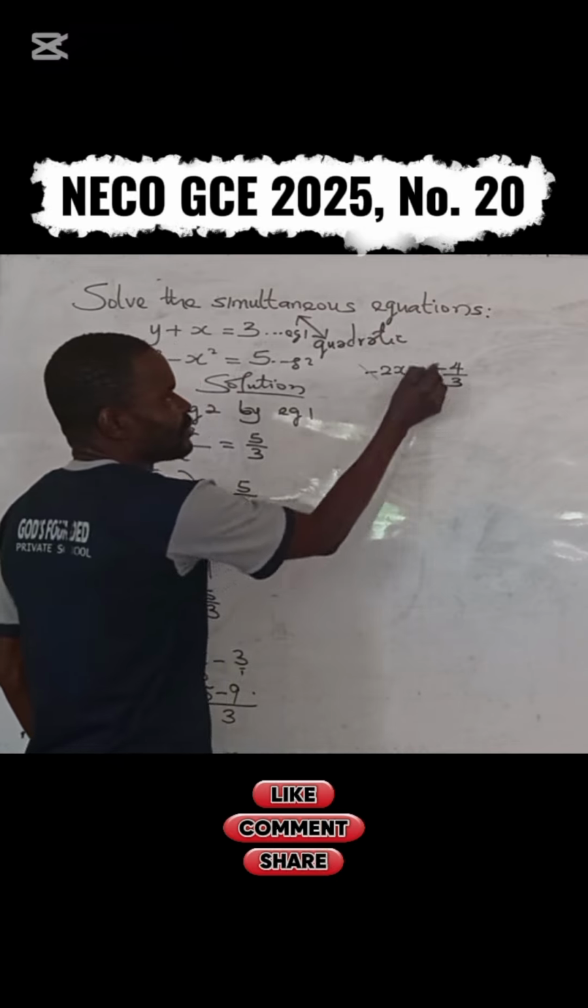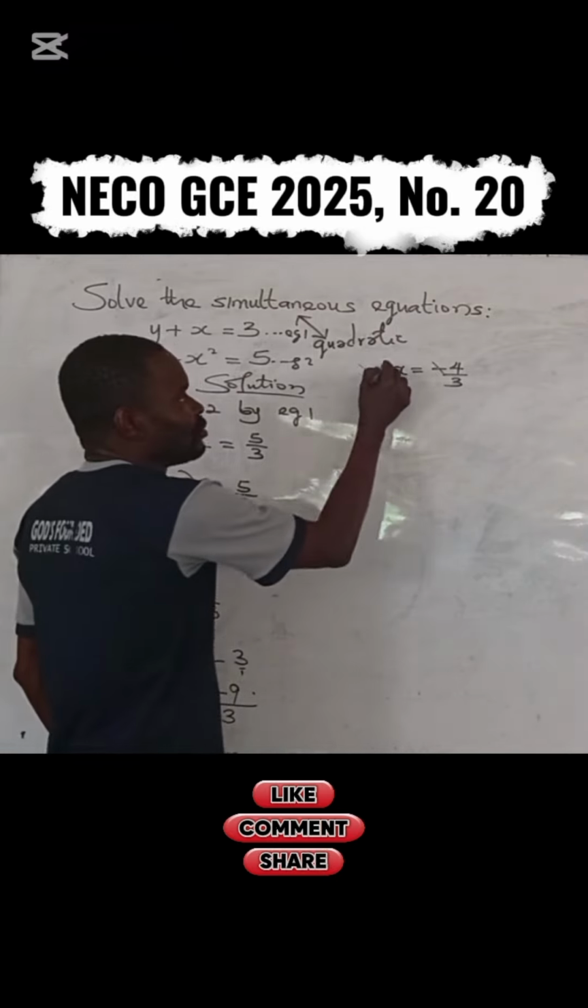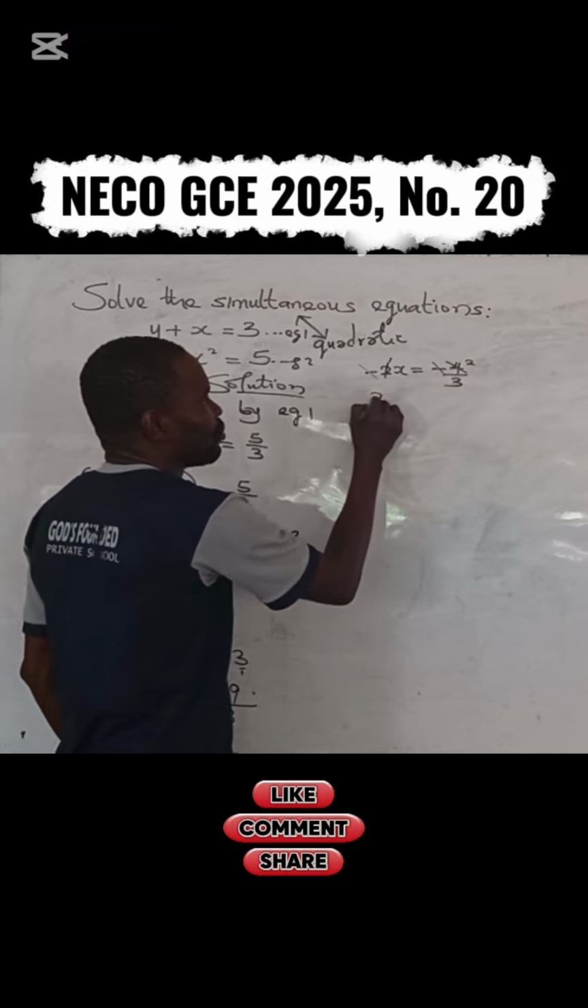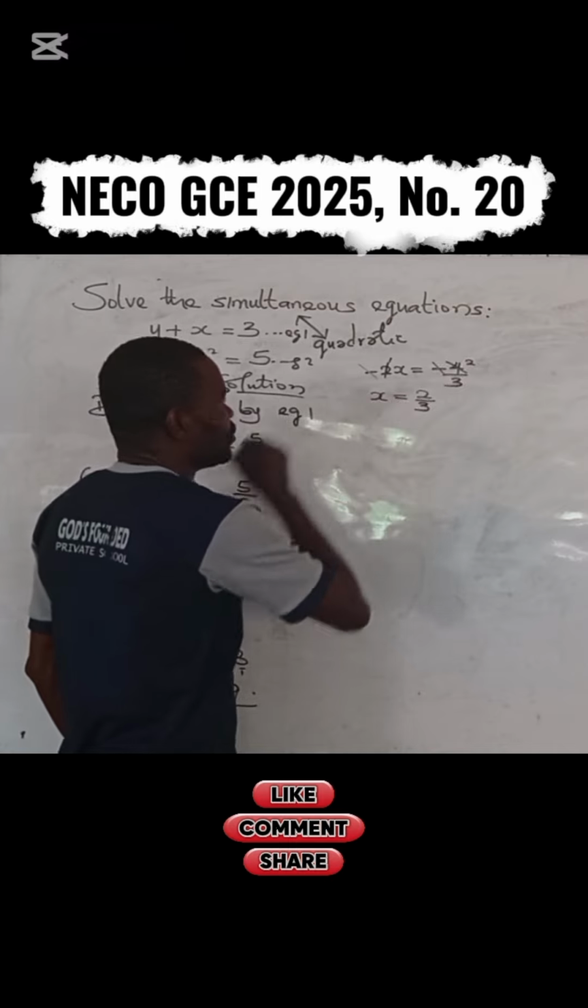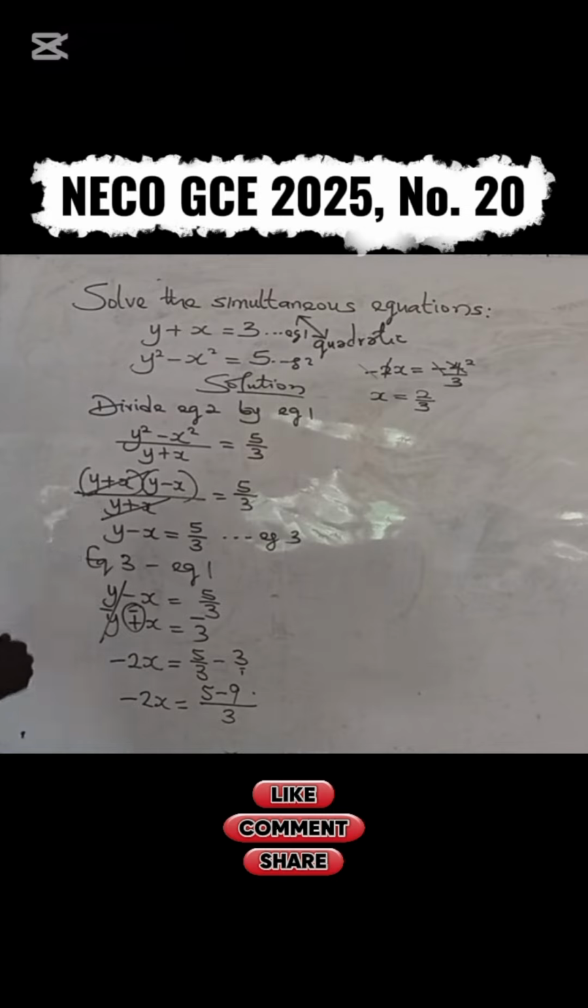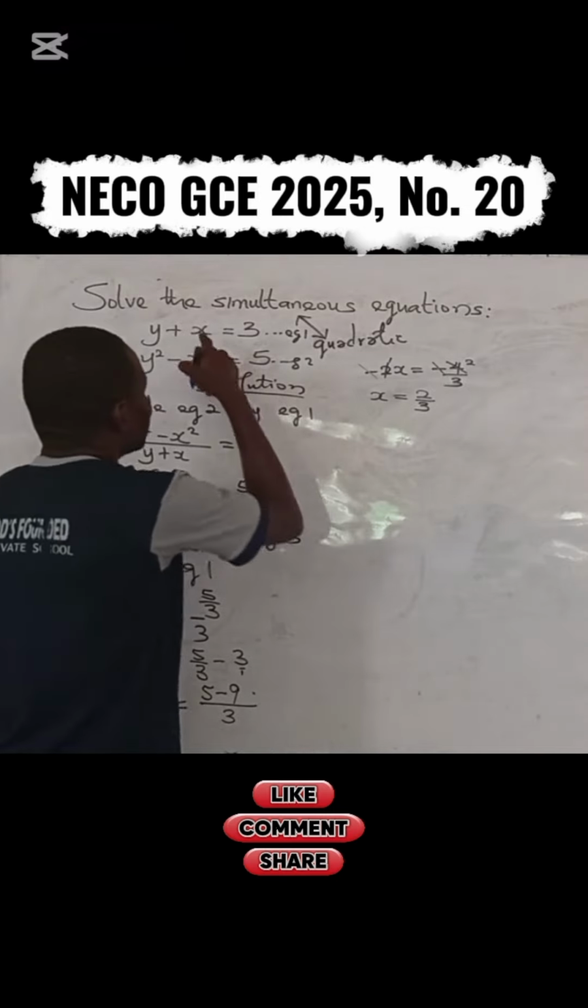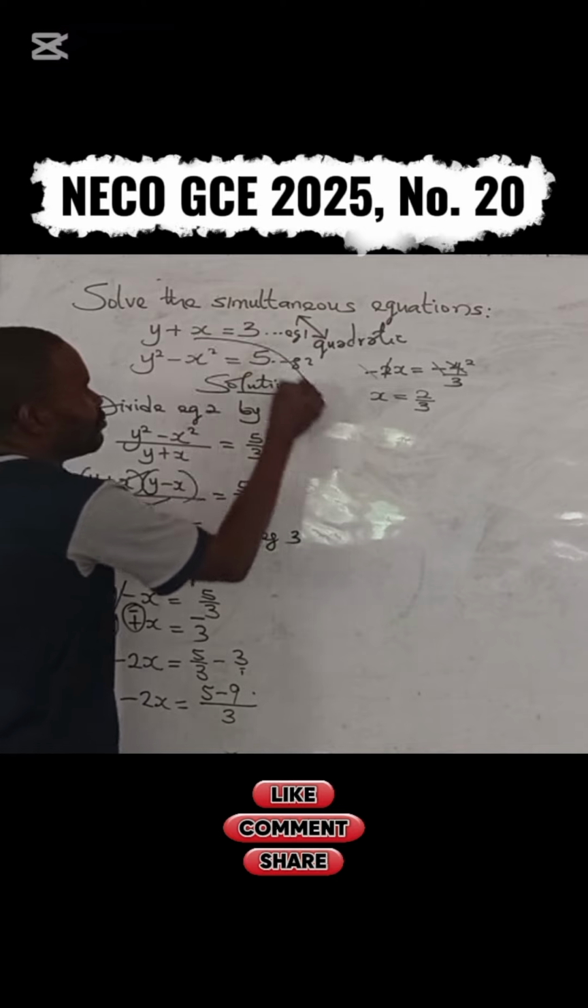So here you can say minus cancels minus. And then 2 here 1, 2 here 2. So we have x is equal to 2 over 3. That's the value of our x. So the next thing we're going to do is to substitute into this value. We substitute.